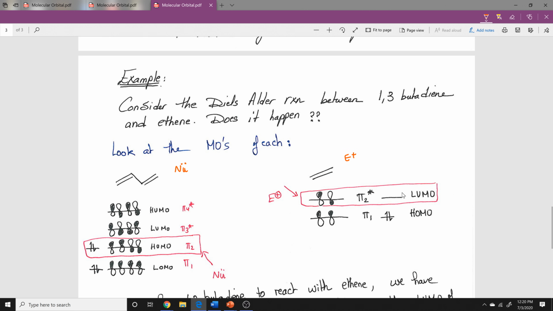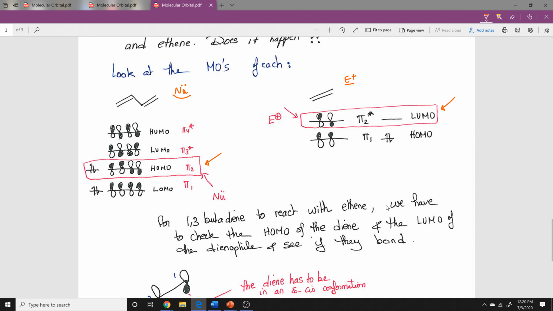Okay? So I know that this is my nucleophile, so I have to draw its molecular orbitals and pick the highest occupied molecular orbital of the nucleophile. And do the same thing for the electrophile and pick the lowest unoccupied molecular orbital of the electrophile. And then see if there are any bonding interactions or anti-bonding interactions between them.